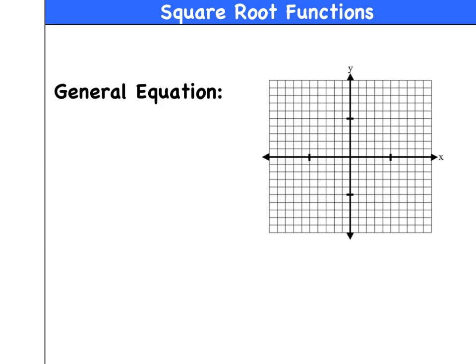So the first thing we're going to do is look at the parent function y equals the square root of x, okay? And what this does is it's going to start at the point (0, 0), and it'll pass through the point (1, 1), and then pass through the point (4, 2), and it'll look something like this, okay?